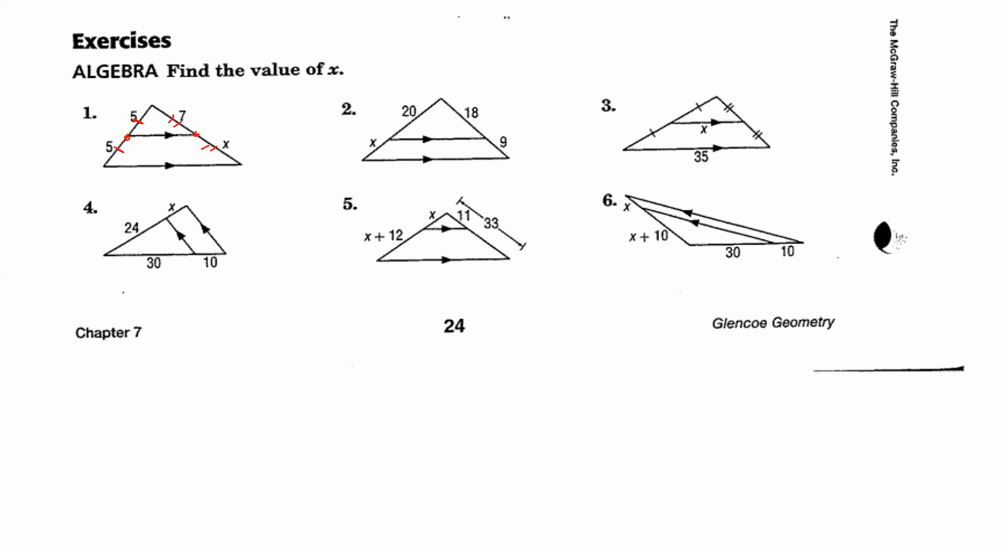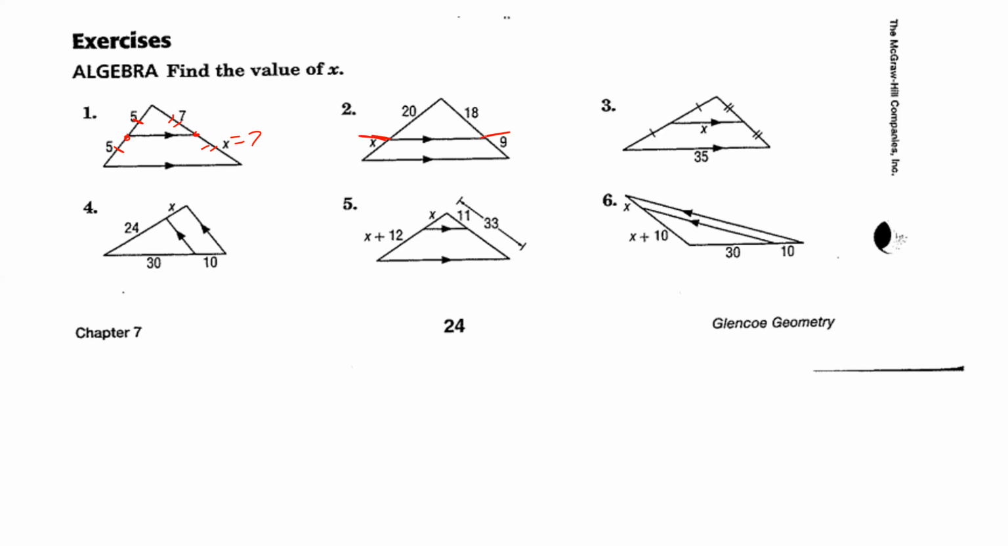7. We don't even have to do any work on that one. Now, not all of them are like that. So on 2, is this a midsegment? No, these two aren't congruent. But again, we can set a proportion to solve.